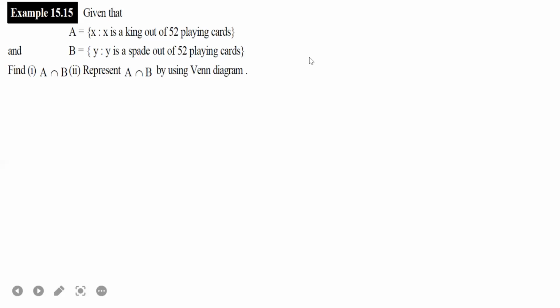You can write here the elements of set A. Again, the elements of set A, the kings out of 52 playing cards, are the king of clubs, king of spades, king of hearts, and king of diamonds.